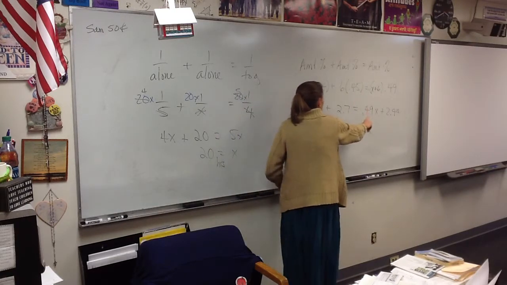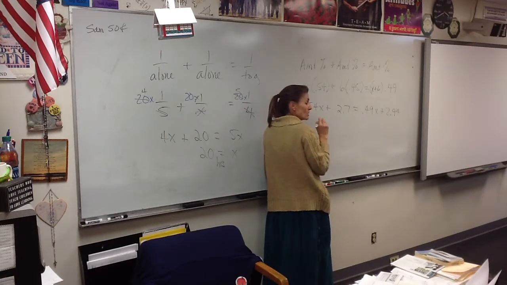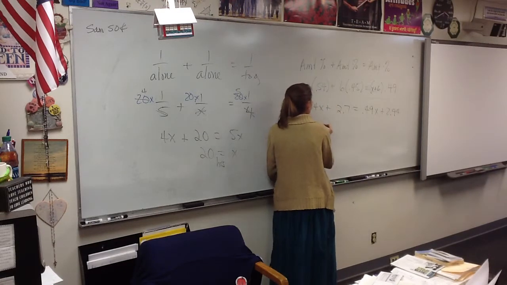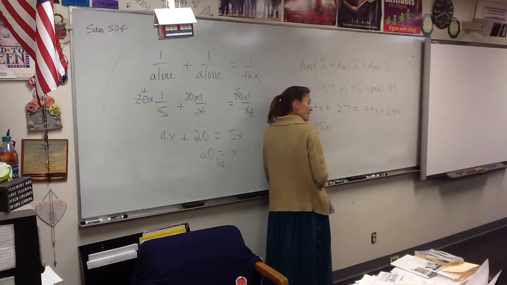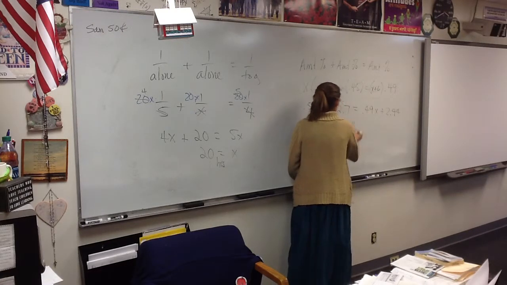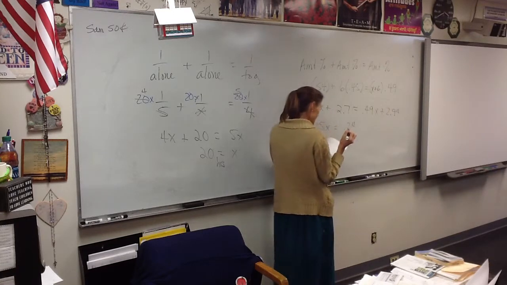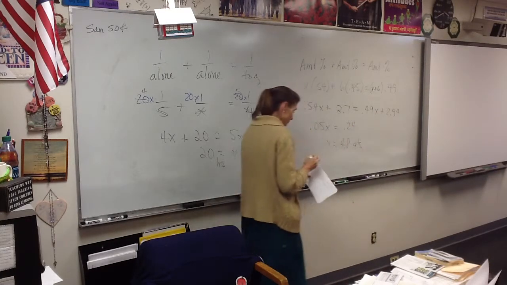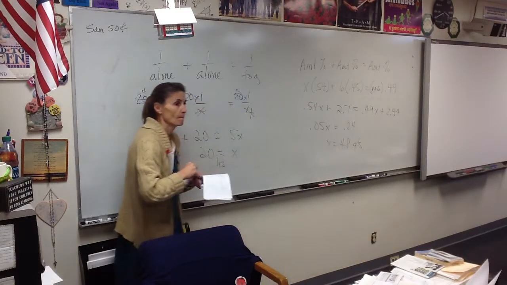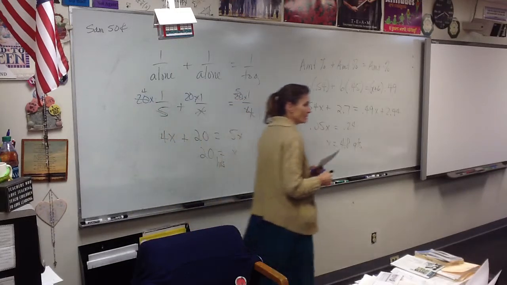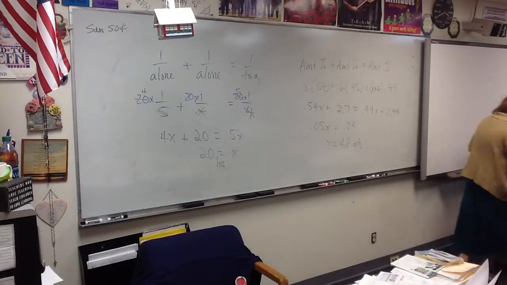Now, be careful, you have a calculator. 0.54 minus 0.49 is 0.05. Not 0.5, 0.05. And that's 0.24. So x ends up being 4.8. Anybody else have a question about that?